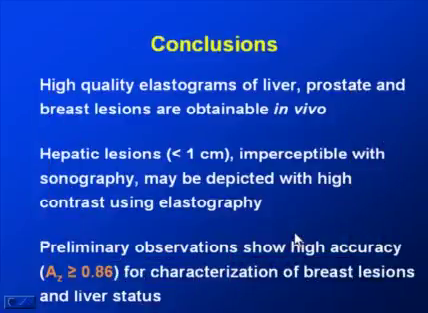So with that in mind, I've tried to demonstrate that you can get high quality elastograms of many organs and areas by now, but I've shown you liver, prostate and breast lesions, and in vivo of course. And it seems that very small liver lesions, less than a centimeter, that you can't see with regular sonography may indeed be depicted with very high contrast when you use elastography. And for the early observations of characterization of breast lesions and liver standards, there have been accuracies on ROC analysis above 0.86.